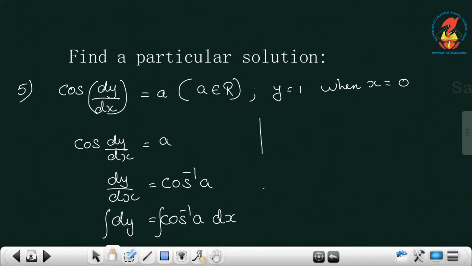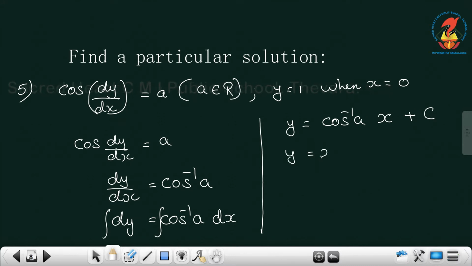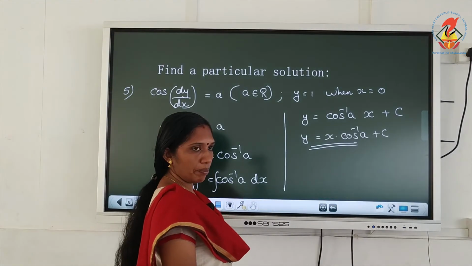So what is the integral of dy? It is y. Cos inverse a is a constant, taking out cos inverse a into integral dx. Integral dx is x, then after that plus c. So y = x cos inverse a + c. This is the general solution. Now we have to find the particular solution.